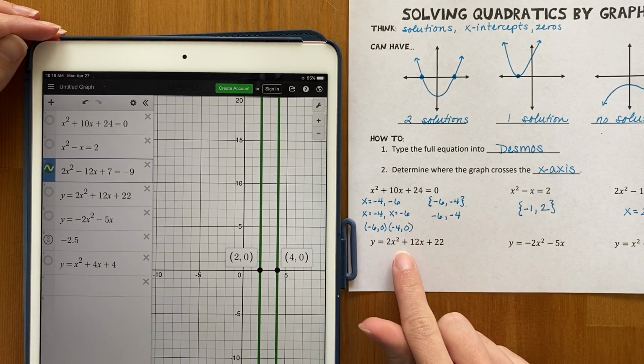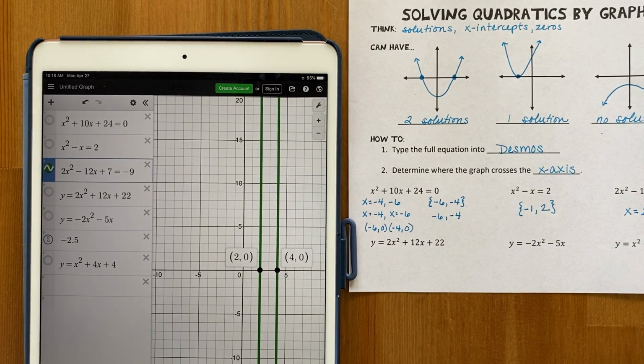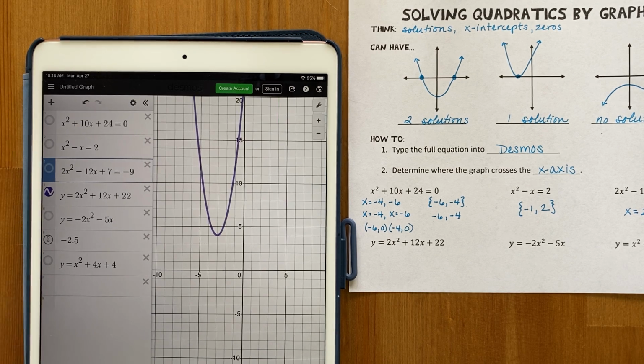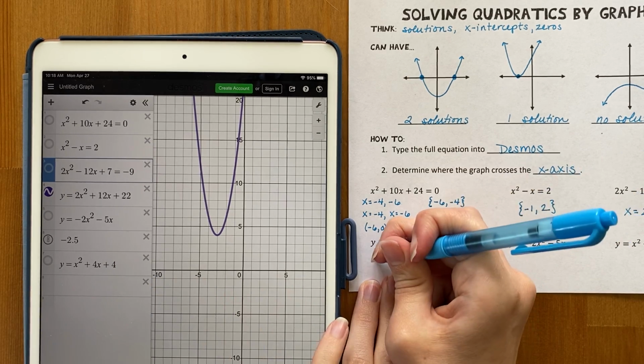Now, if they say y equals, that's really okay too. It just means you're going to actually see the parabola instead of those vertical lines. So we'll take this one out and turn this one on. You'll notice on this one, here's our x-axis down here, and my graph doesn't cross the x-axis. Because it doesn't cross the x-axis, there's no x, so this one is no solution.